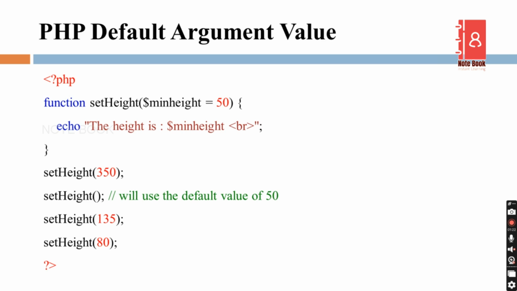Then PHP default argument value. Function setHeight. setHeight is a function, and the minimum height is equal to 50, which was assigned here. setHeight of 350, so 350 will go to the function. Then setHeight with no argument calls the function with the default value of 50. Then setHeight of 135, passing 135 to the function. setHeight of 80, passing 80 to the function. So everything is possible. This is what is called default argument value.